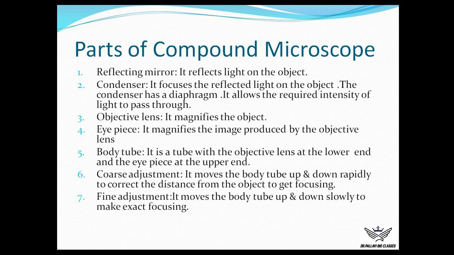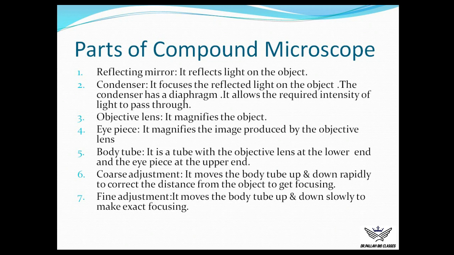Now there is coarse adjustment and fine adjustment for the purpose of adjusting or focusing on the object. So the first one is coarse adjustment, with which we are able to move the body tube up and down rapidly, and we can thereby correct the distance from the object to get focusing. So it rapidly moves the body tube up and down, coarse adjustment.